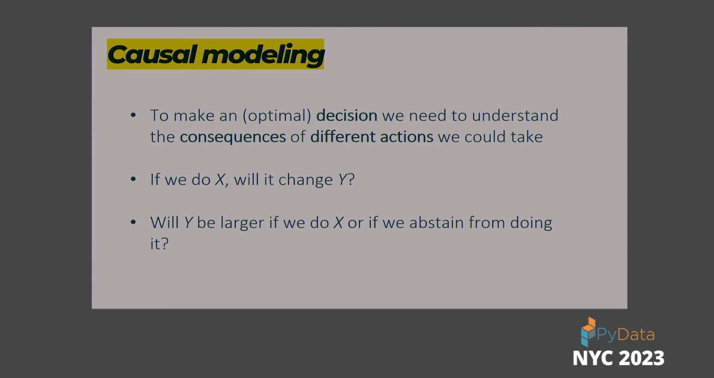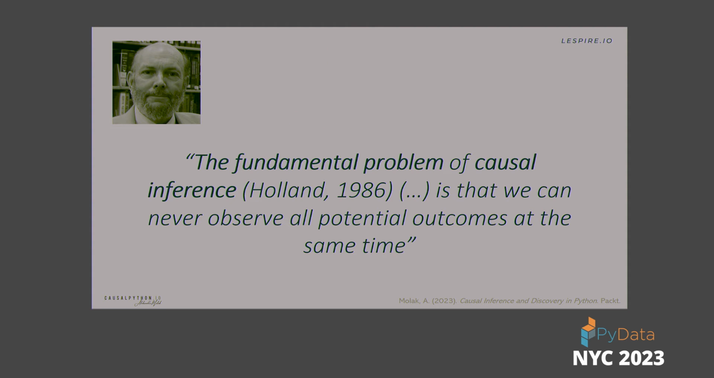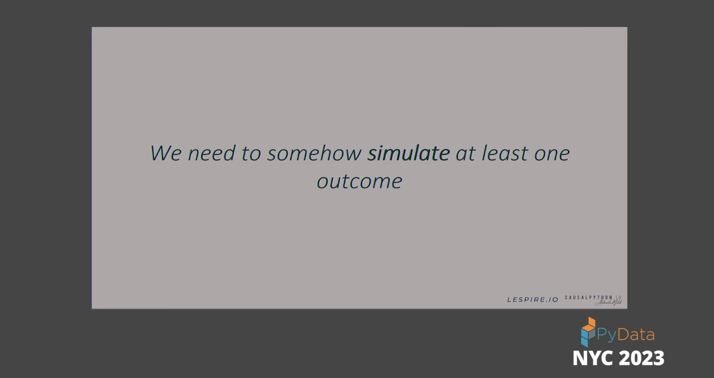There's another problem with this, that we can never observe all potential outcomes. So Suri cannot take the pill and not take the pill at the same time, right? And this is called the fundamental problem of causal inference, as Paul Holland called it in 1986. And this means for us that we need to somehow simulate at least one of the outcomes.